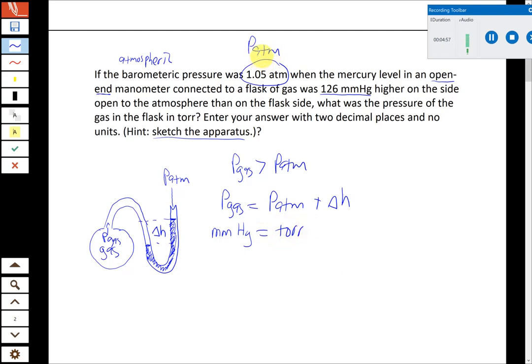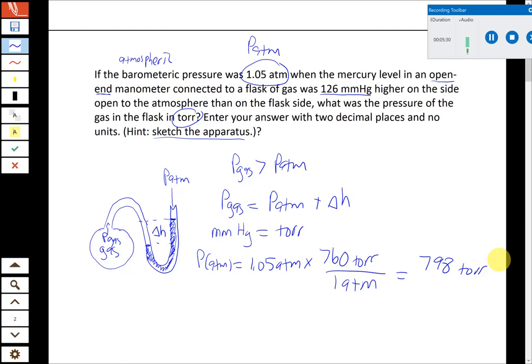different things, but what we do need to do is get our atmospheric pressure in the right units of torr to start with. So the atmospheric pressure in this case is 1.05 atmospheres, but we have to convert that to torr first, which is 760 torr in 1 atmosphere. So that's sort of the key pressure conversion that you're going to have to do a lot in this section of the course. So that comes out to 798 torr, so that's our atmospheric pressure.